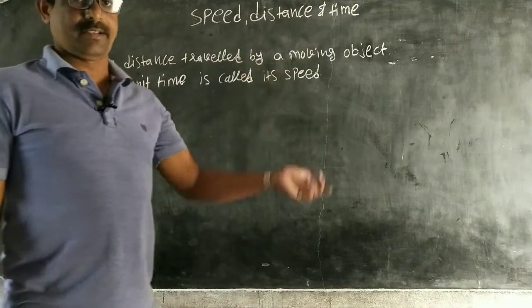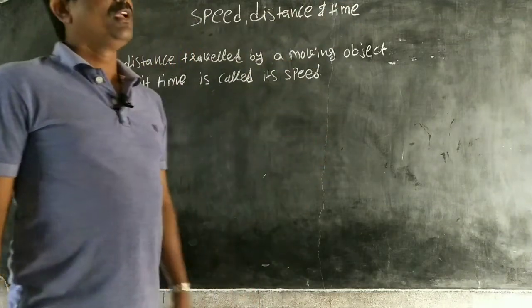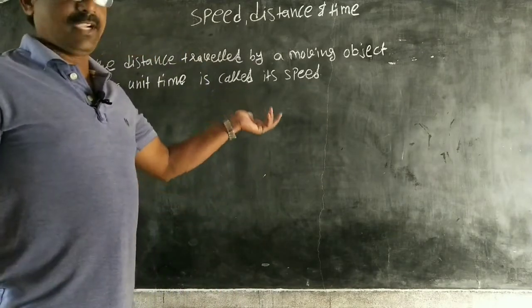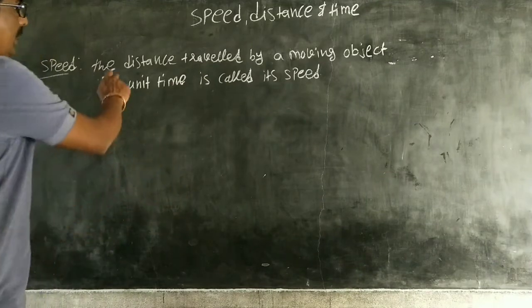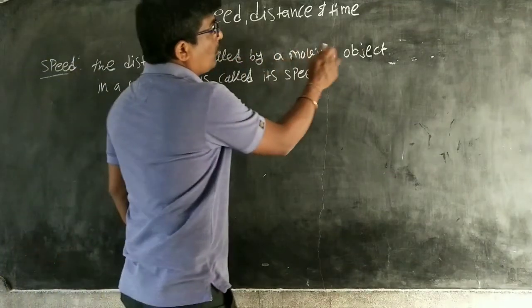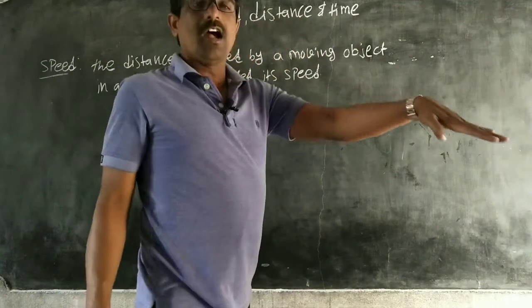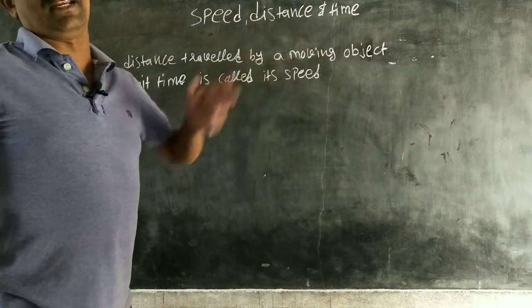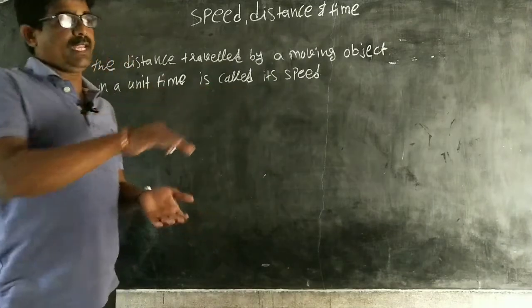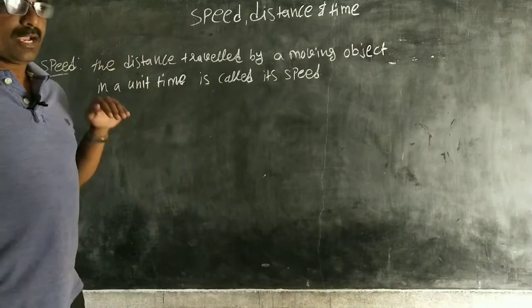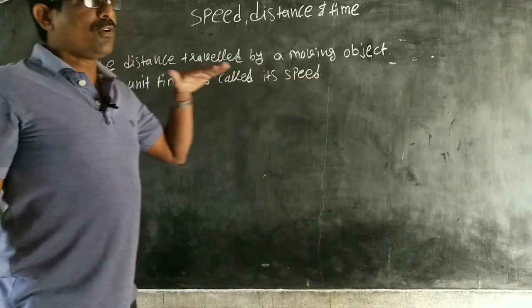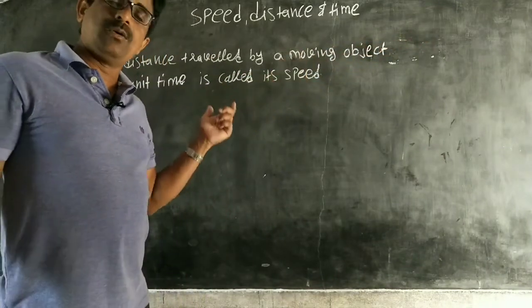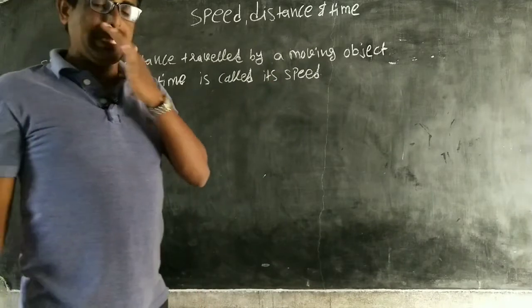Speed, distance and time. It's called speed. So first, what is speed? There is a given definition. It's the distance traveled by a moving object in a unit time. Any object, any body that has movement or motion, moving for some particular time, that is called speed.